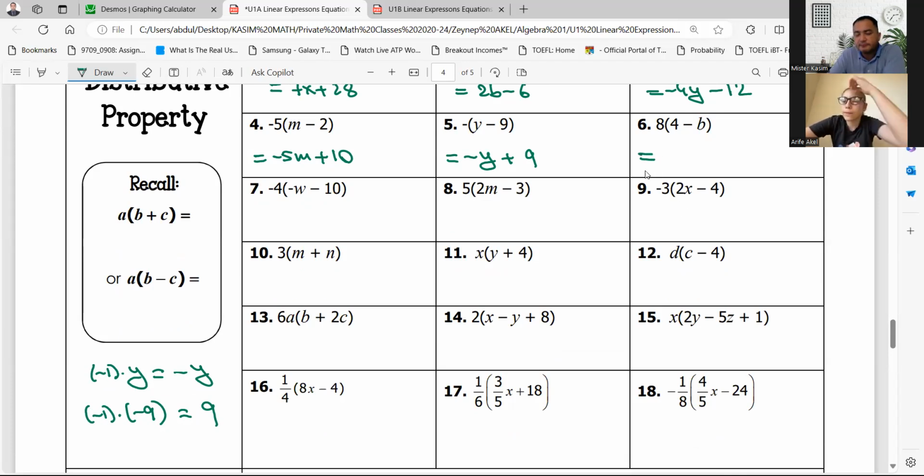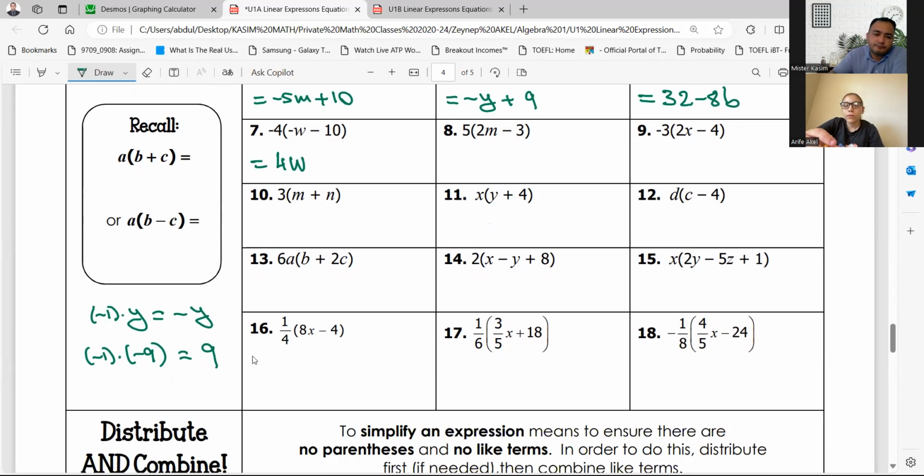6. 32 minus 8b. 8b. 7. Negative 4 times negative w. You're multiplying. What is negative 1 times negative 1? It is positive 1, right? So 4w. And what is negative 4 times negative 10?